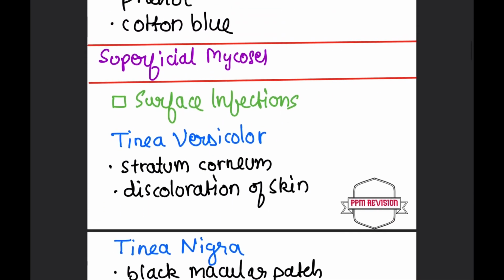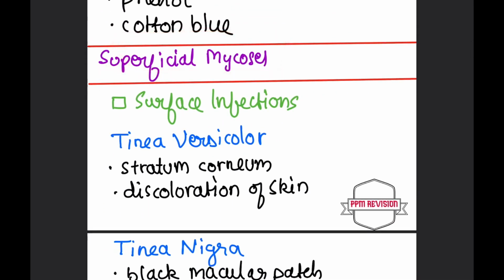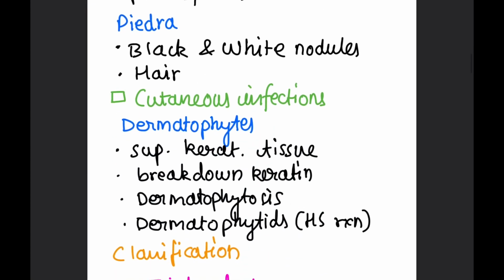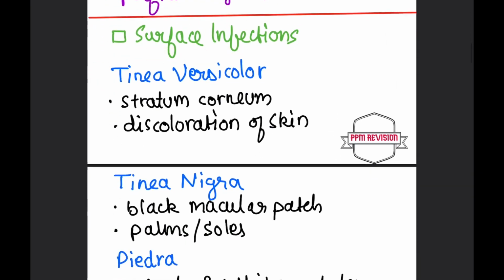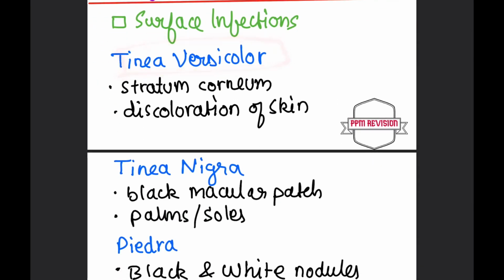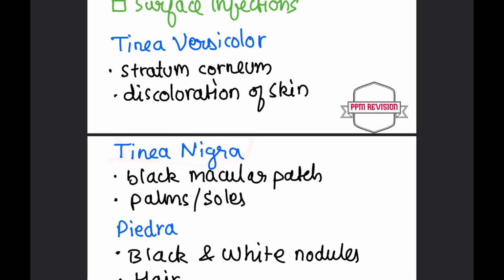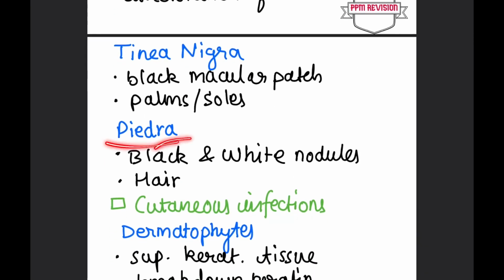Okay, and then moving ahead, superficial mycosis. Under superficial mycosis, there are surface infections and cutaneous infections. Surface infections, there is Tinea versicolor and Tinea nigra and Piedra.